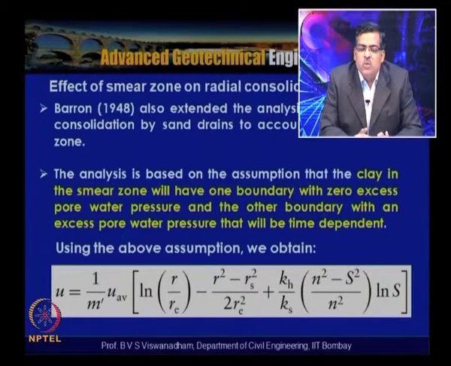square brackets natural logarithm of r by rc minus r square minus rs square by 2 re square plus kh by ks into n square minus s square by n square and natural logarithm of s, where s is the smear, which is nothing but s is equal to rs by rw. When s is equal to 1, this reduces to without smear.